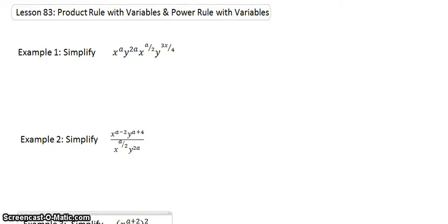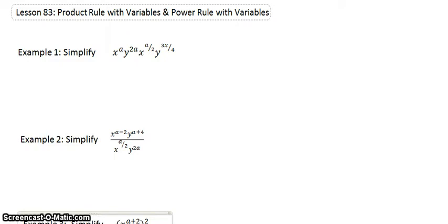In lesson 83, we're going over the product rule with variables and the power rule with variables. So we've used both of these rules before, where if you're multiplying and they have like bases, you just add the exponents. And then also, if you're dividing and they have like bases, you would subtract the exponents. And if it's a power to another power, you multiply the exponents together.